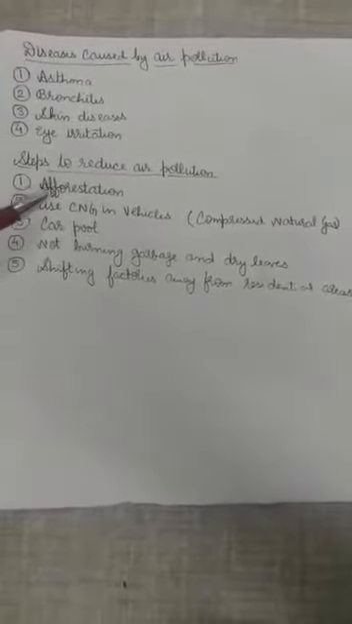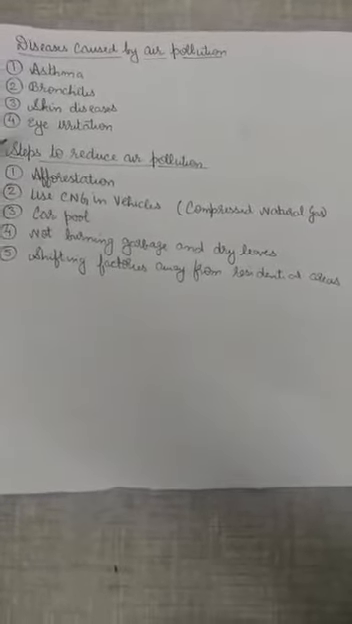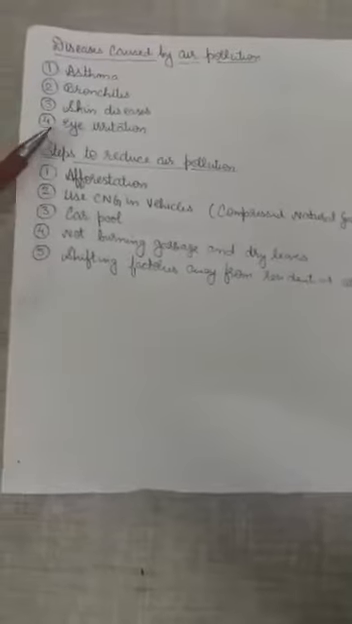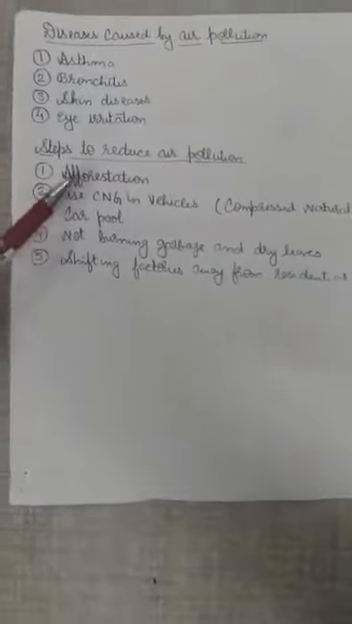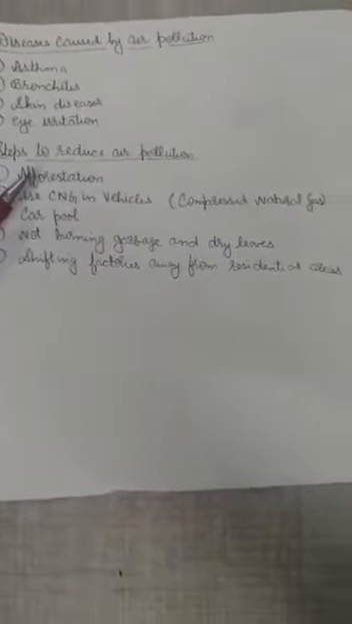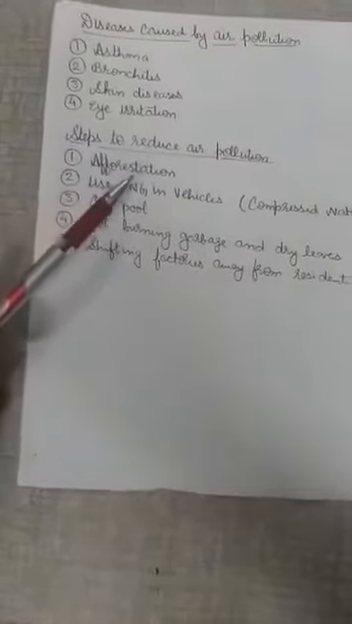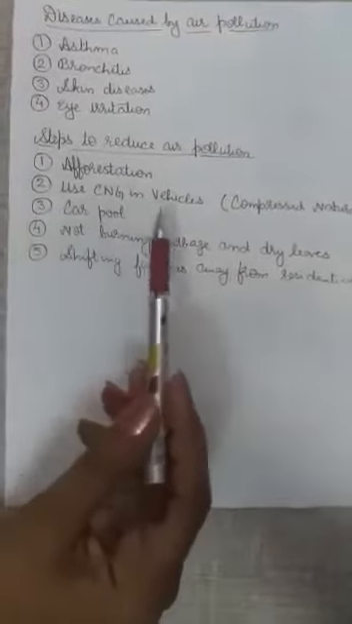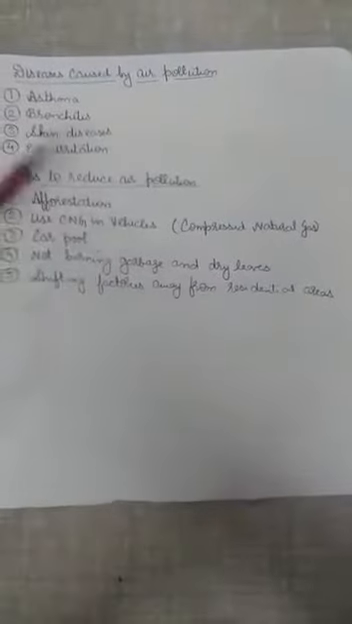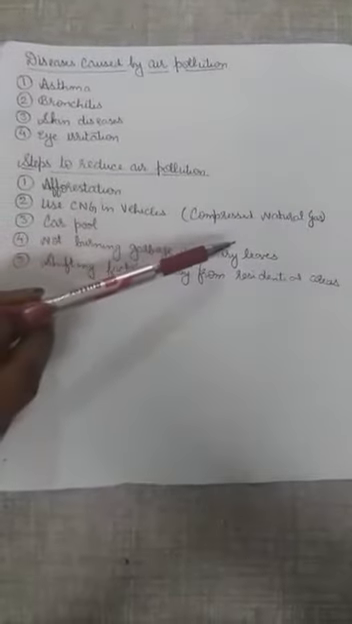Firstly is afforestation. Afforestation is the opposite of deforestation. I have told you deforestation means cutting down of trees. In afforestation, we have to grow trees. Now you must have seen that we celebrate a number of festivals like Van Mahotsav, where the government gives free saplings to be planted so that the green cover increases and oxygen increases. Next is using CNG in vehicles. CNG is compressed natural gas.